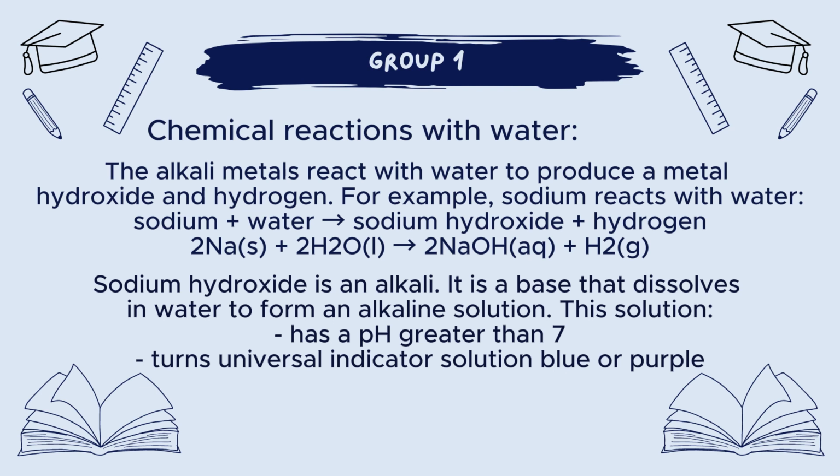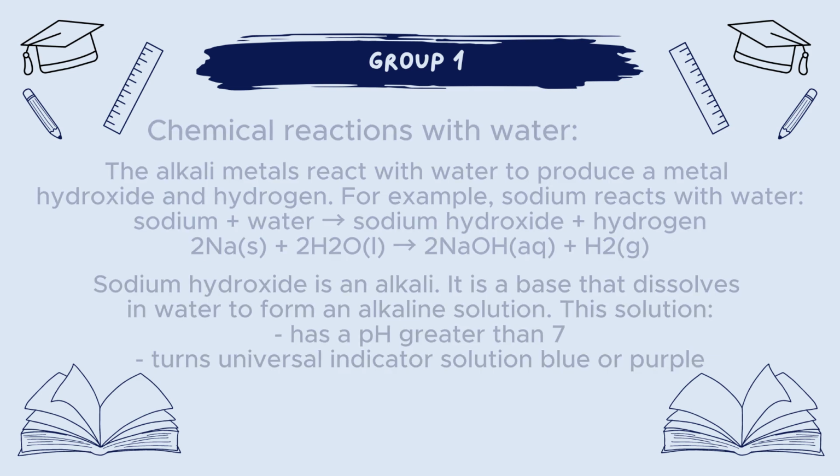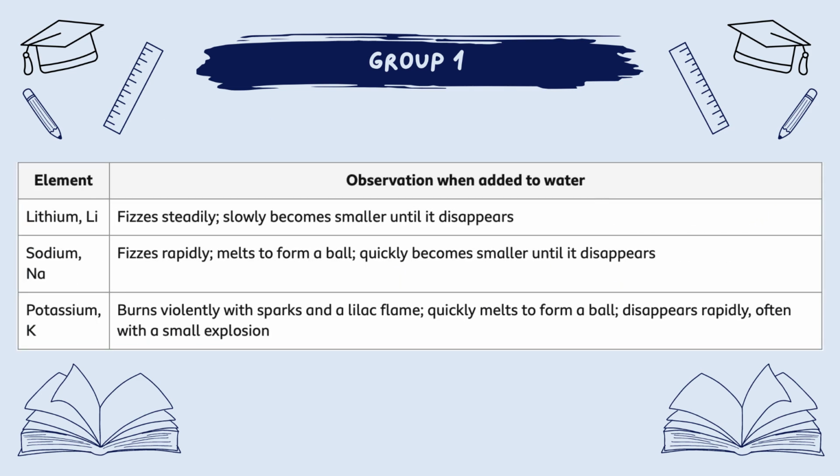The alkali metals react with water to produce a metal hydroxide and hydrogen. For example, sodium reacts with water: sodium plus water gives you sodium hydroxide and hydrogen. Sodium hydroxide is an alkali. It is a base that dissolves in water to form an alkaline solution. This solution has a pH greater than 7 and turns the universal indicator solution blue or purple. The table shows the different elements in Group 1 and their observations when added to water.